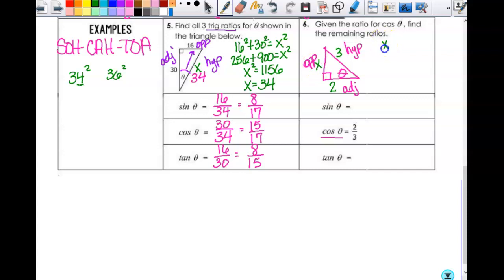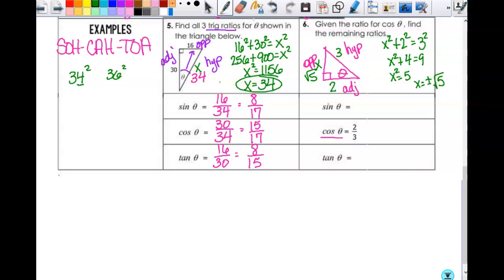Pythagorean theorem. So x squared plus 2 squared equals 3 squared. So x squared plus 4 equals 9. x squared equals 5. And x equals plus or minus the square root of 5. But do both of them make sense? No, it's only the positive one because it's a side length. Just like over here, technically, that was plus or minus 34, but then minus doesn't make any sense.